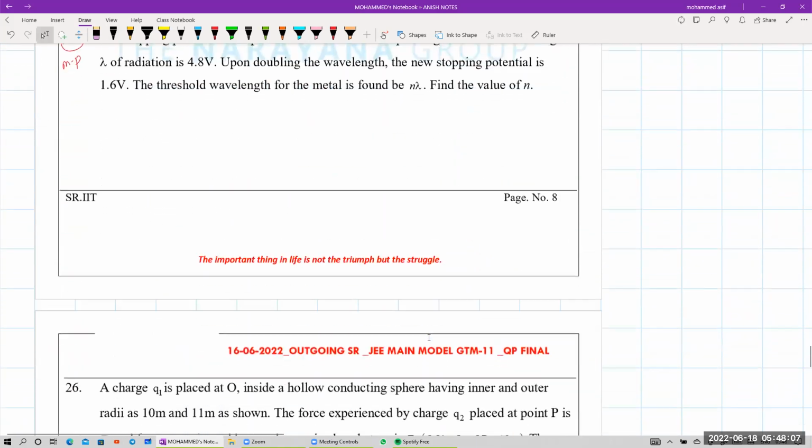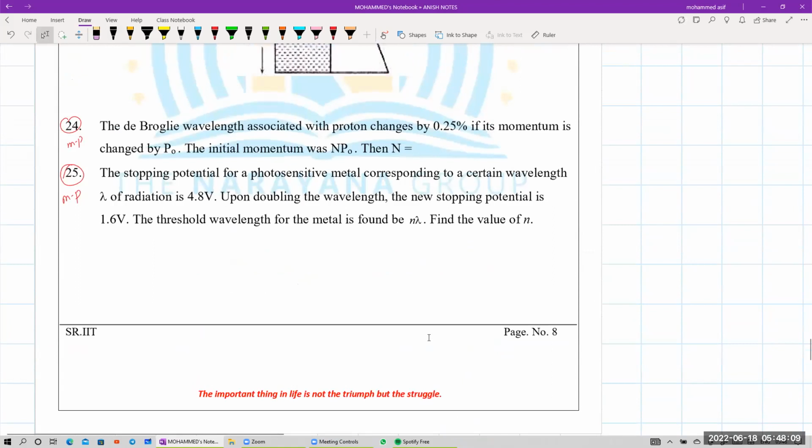Then the question number 24. The de Broglie wavelength associated with a proton changes by 0.2% if its momentum is changed by P naught. The initial momentum was n times P naught, then the value of n will be equal to how much?